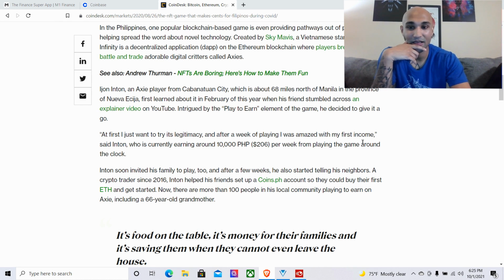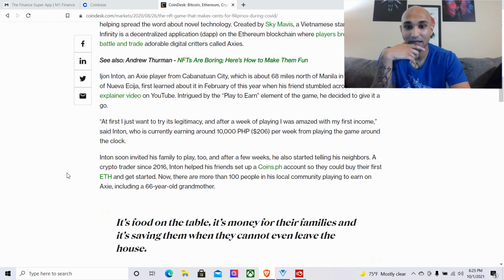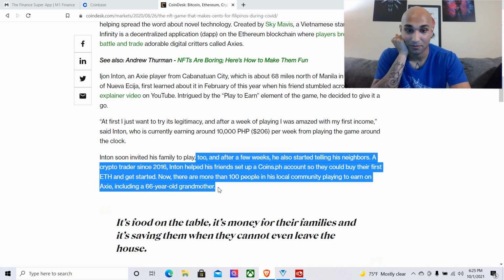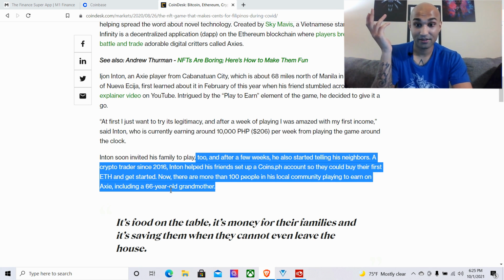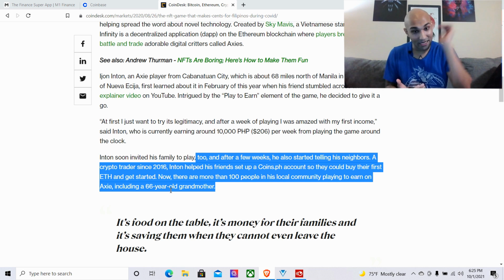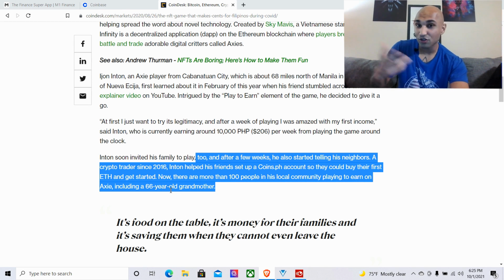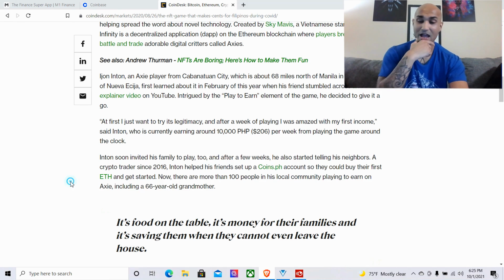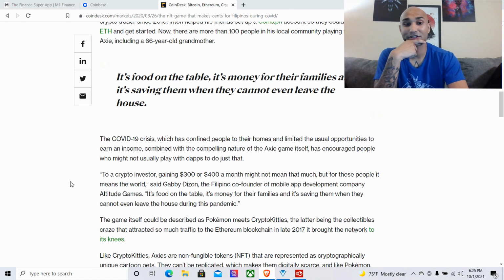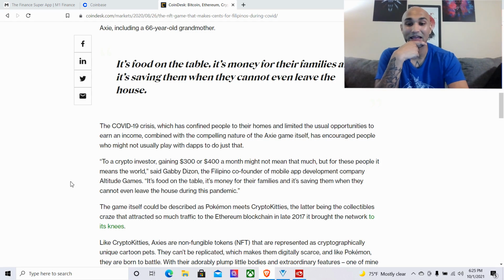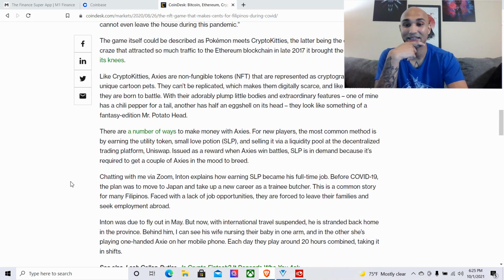Although, apparently he was playing around the clock, so that might not be too sustainable. I don't know. But now his neighbors and his 66-year-old grandmother are playing too. So the fact that a 66-year-old grandmother can get into it means that it's easy to use. The fact that it's a game means that even children would be happy to use it. I mean, there's a lot to be bullish about for pay-for-play blockchain and games.